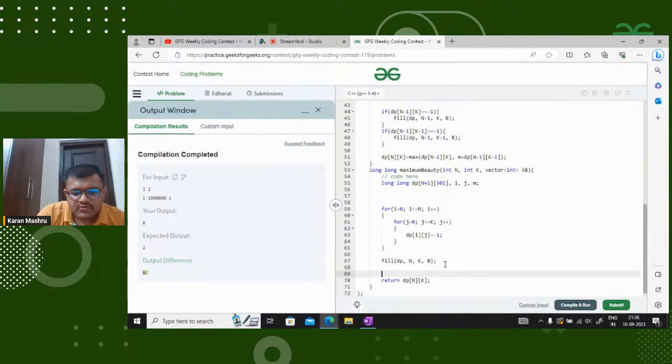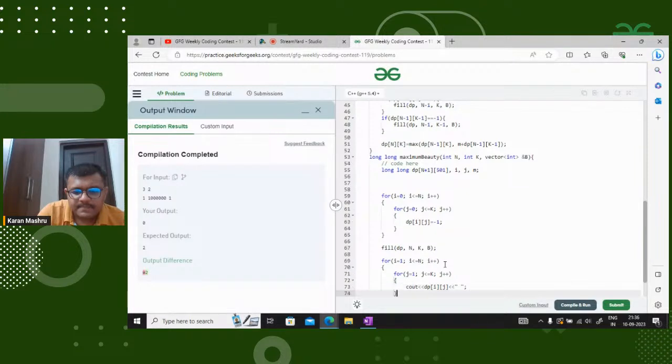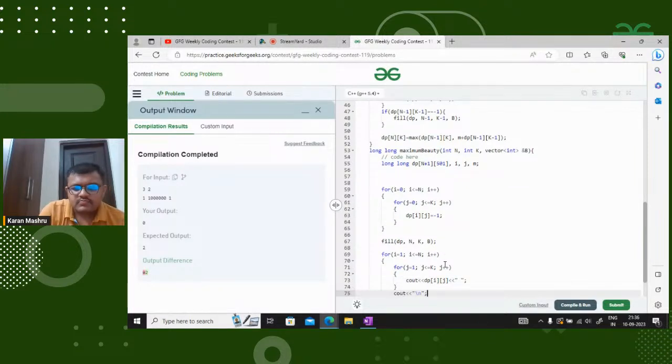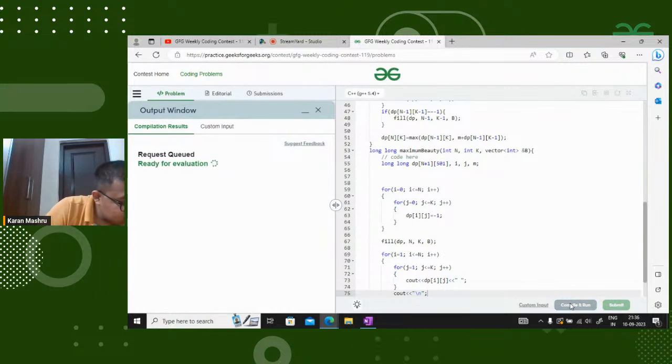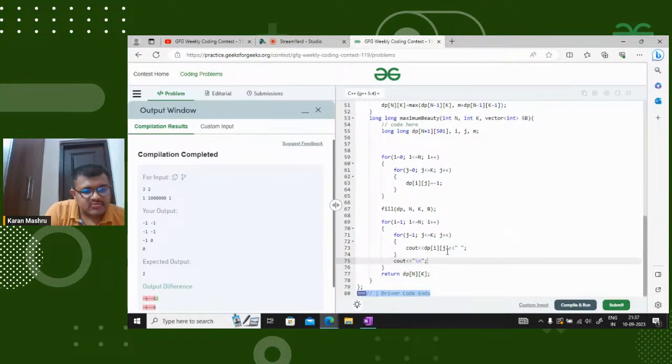Let us print the values. So for i equals 1, i is less than or equal to n, i plus plus. For j equals 1, j is less than or equal to k, j plus plus. Cout dp of i and j. So the conditions are the same as we also did in the tabulation method. Here we are only, so oh, it's minus 1 only.